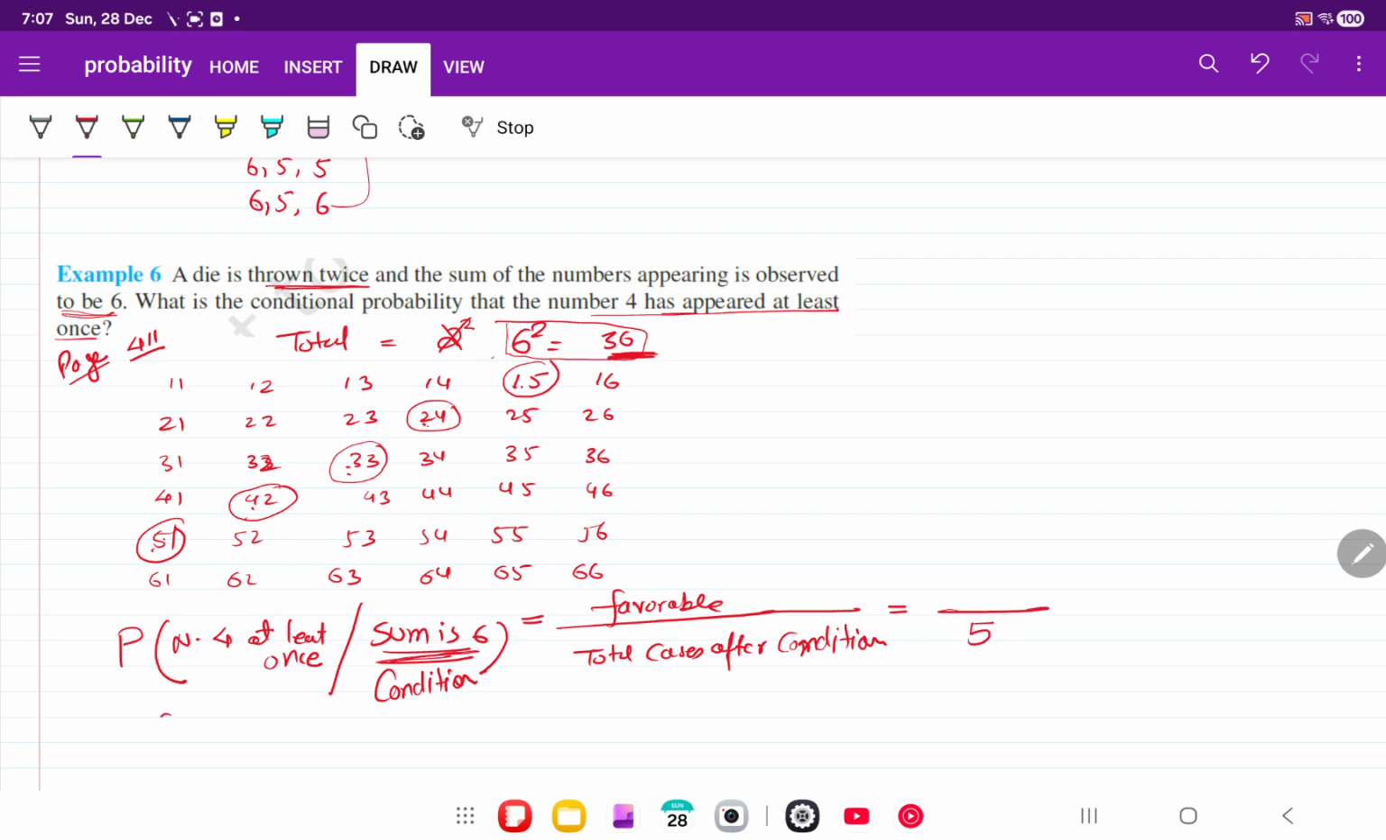Out of that, which one is favorable? Favorable are only where at least one 4 is there. That means this one and this one, 2 4 and 4 2. So how many total are favorable? 2 cases. So what will the probability be? 2 by 5, right? This is favorable cases and this is cases after condition. So this is my answer.